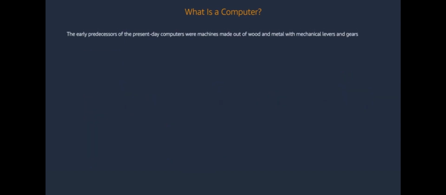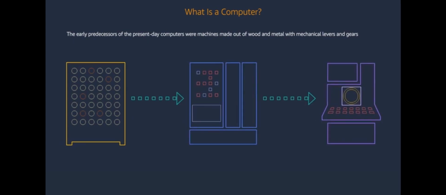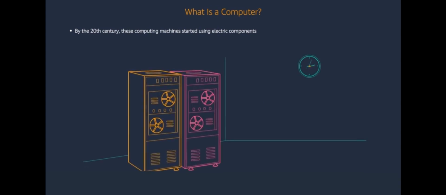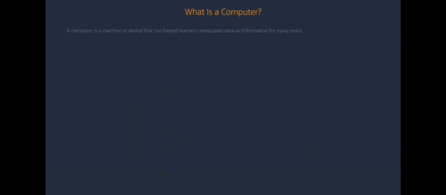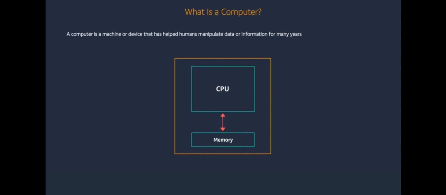The early predecessors of the present-day computers were machines made out of wood and metal with mechanical levers and gears. By the 20th century, these computing machines started using electric components. However, these early computers were big enough to fill an entire room and were clunky and slow. As you can see, a computer is a machine or device that has helped humans manipulate data or information for many years.